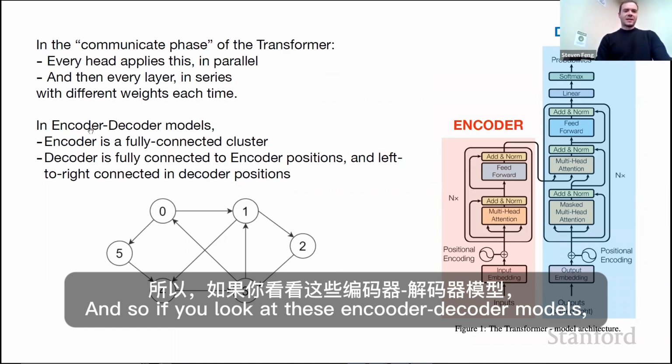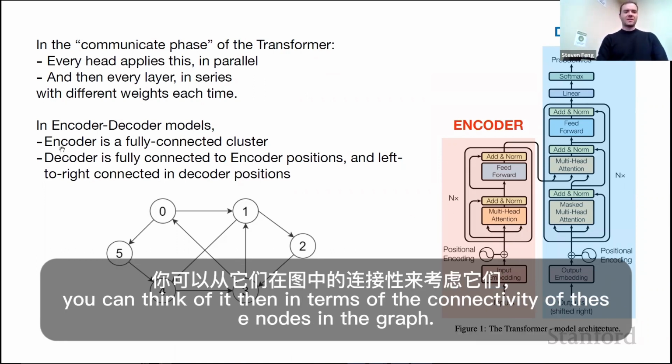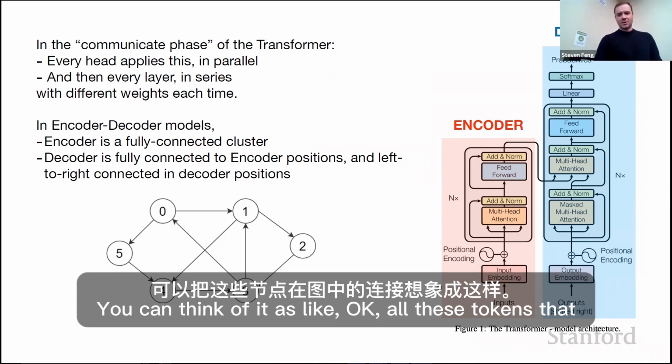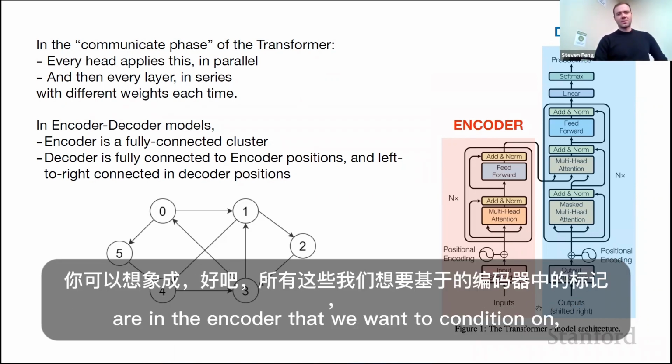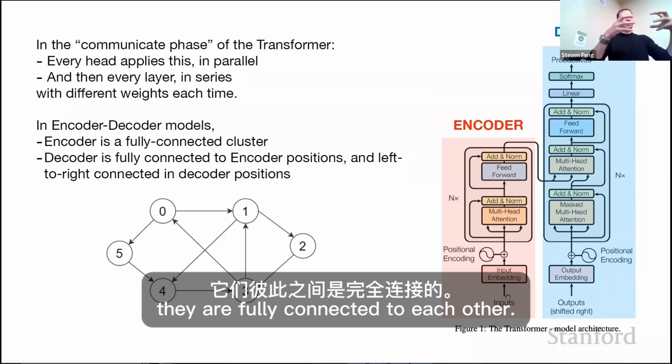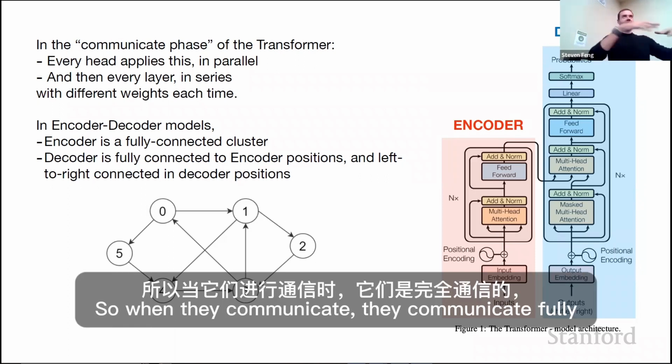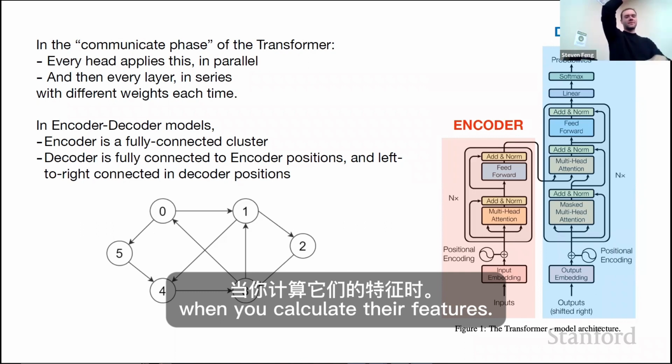And so if you look at these encoder-decoder models, you can think of it in terms of the connectivity of these nodes in the graph. All these tokens that are in the encoder that we want to condition on are fully connected to each other. So they communicate fully when you calculate their features.